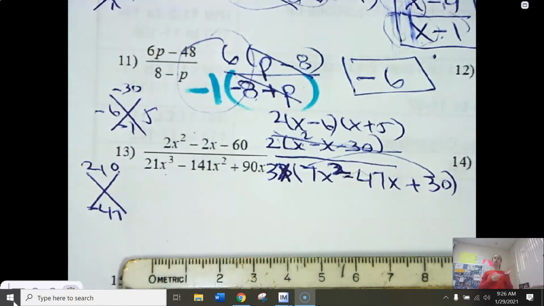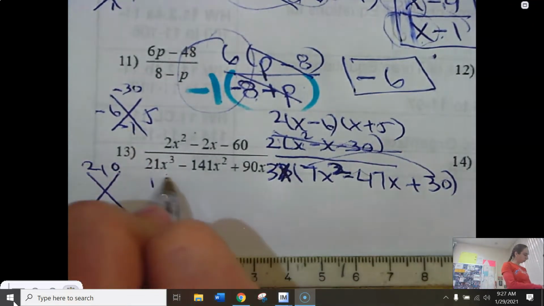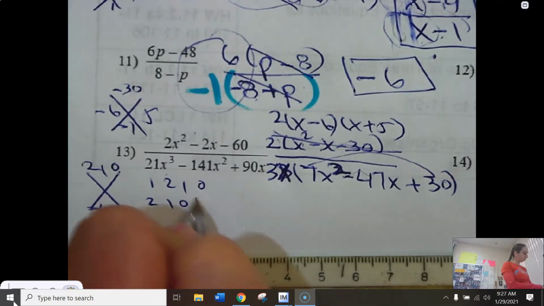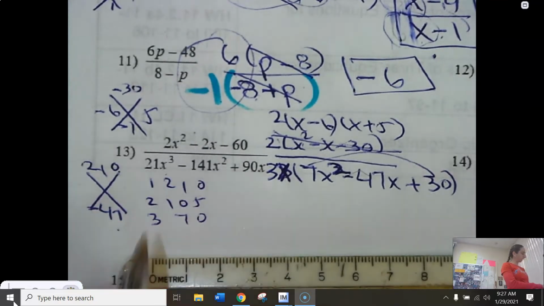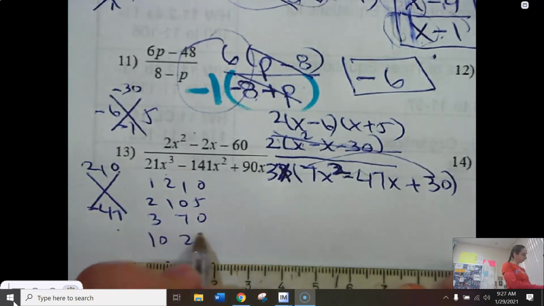Now, I bet you would agree that this looks like a pain. So I'm going to do some guess and check. I'm going to use some logic here. Okay, I could start listing all the numbers that go in. 1, 210, 2, 105, 3, 70, and so on and so forth. I know that 10 and 21 work.